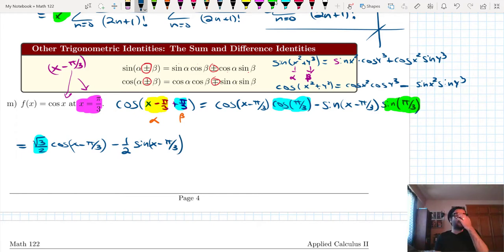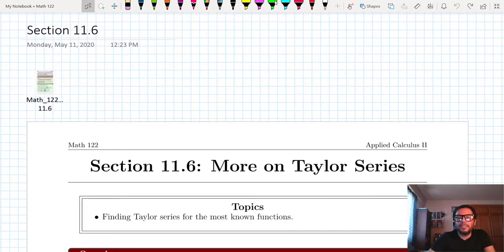In this case, we are going to use both series at a time, the series for cosine and the series for sine. Lucky for us, u equals x minus pi over 3.